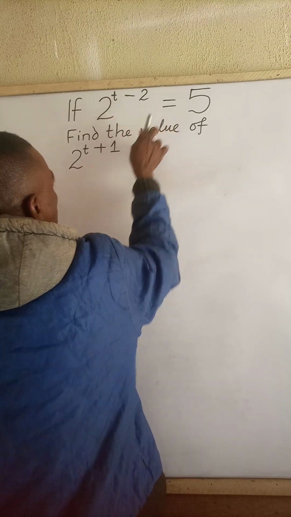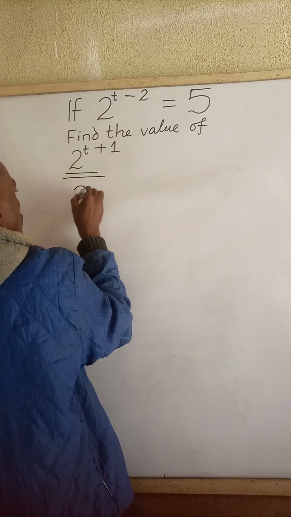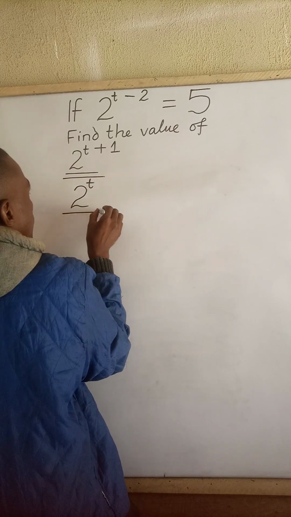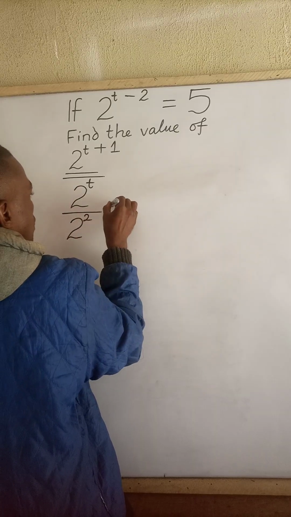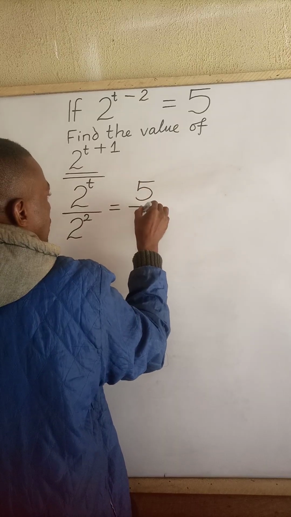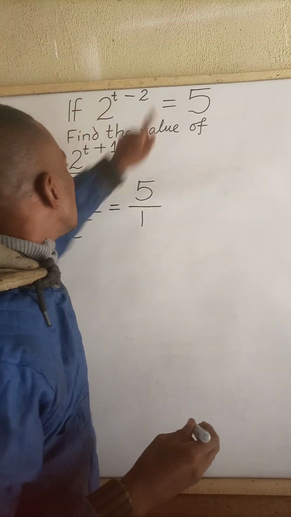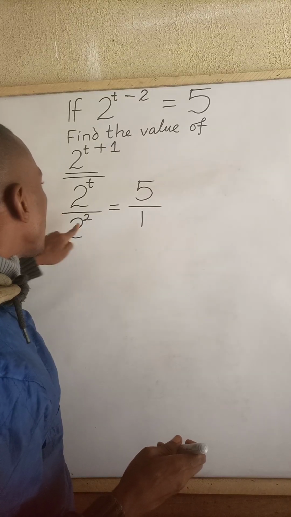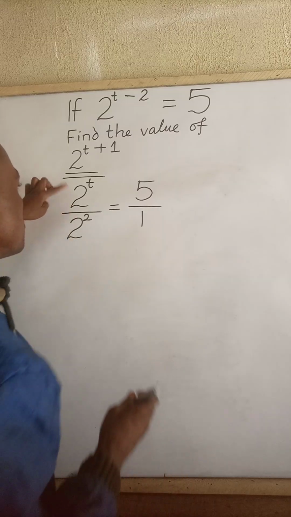So this is the same thing as 2 power t divided by 2 power 2 is equal to 5 over 1. Okay? This 2 power t minus 2 is the same thing as 2 power t divided by 2 power 2. And mind you, 2 power 2 means 4. So what this means now is this.